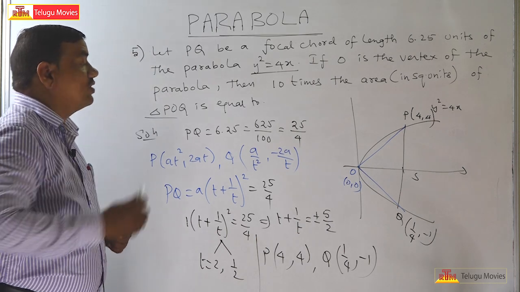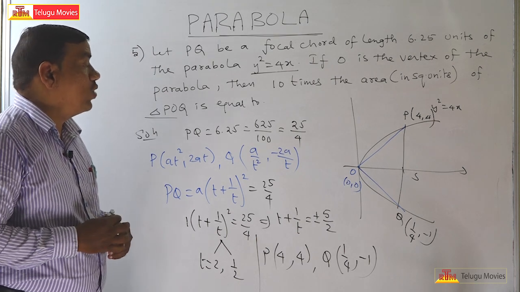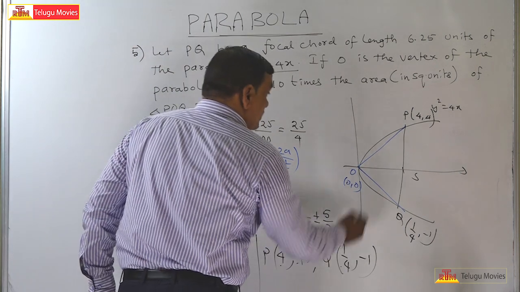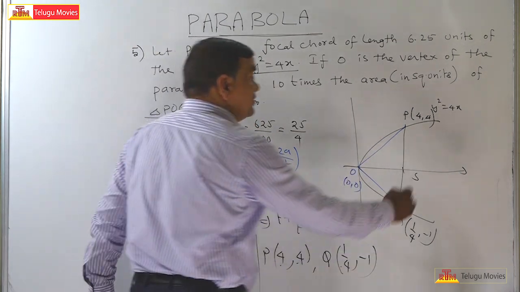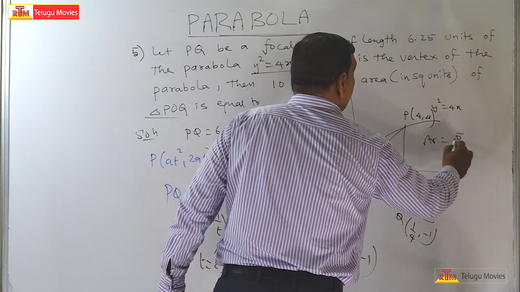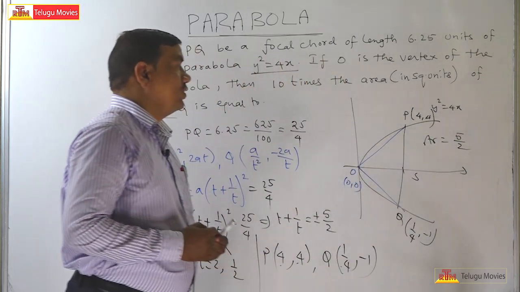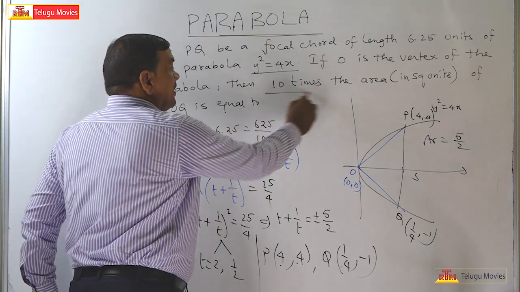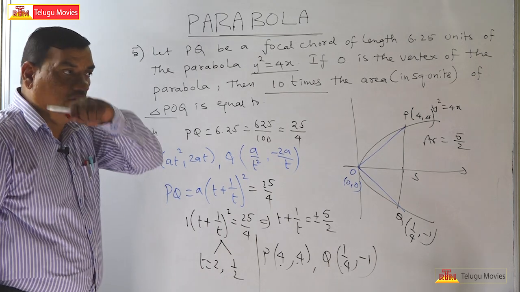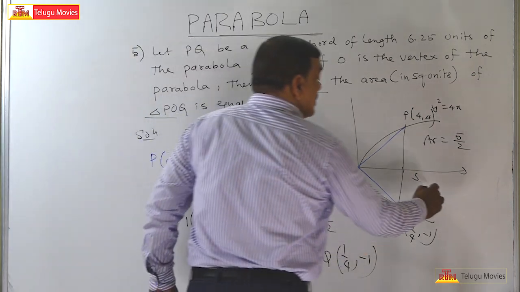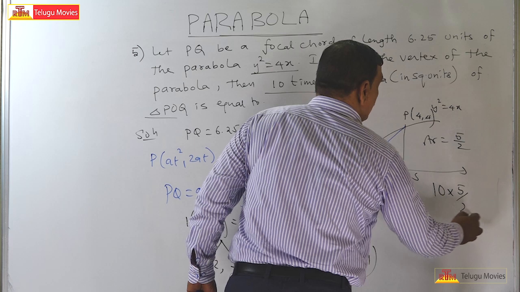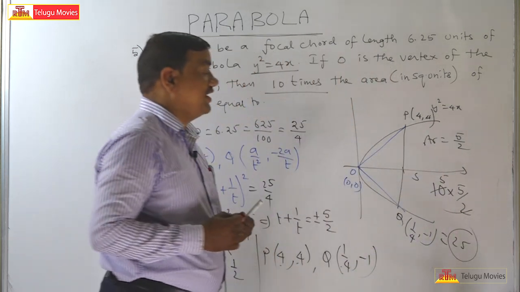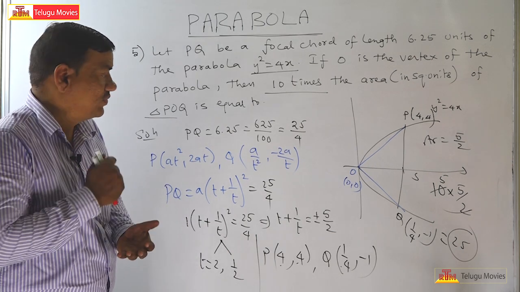Now, if you find the area of the triangle OPQ, since we know all three points, you will get the area of the triangle as 5 by 2. But it asks for 10 times the area. 10 into 5 by 2 is 25. So 25 will be your final answer, an integer answer type.